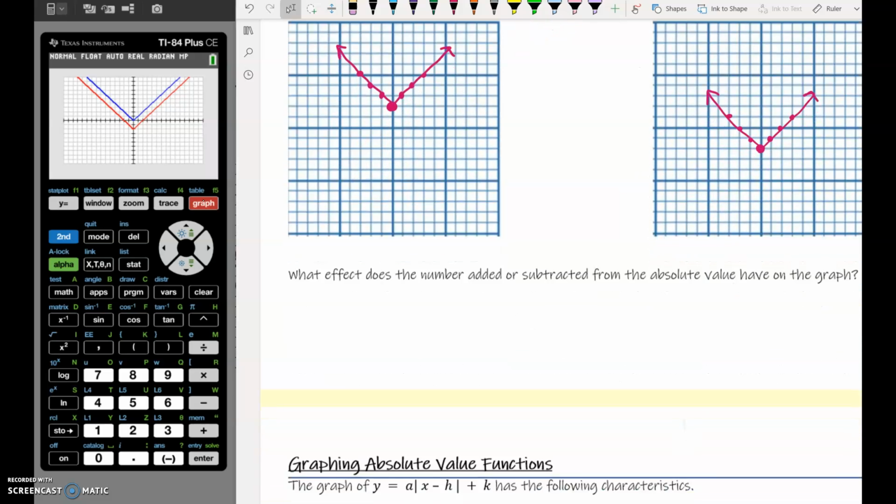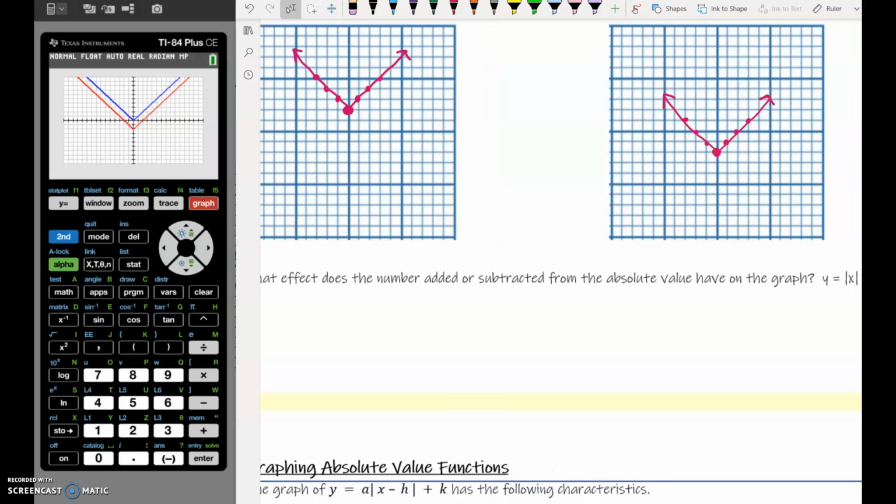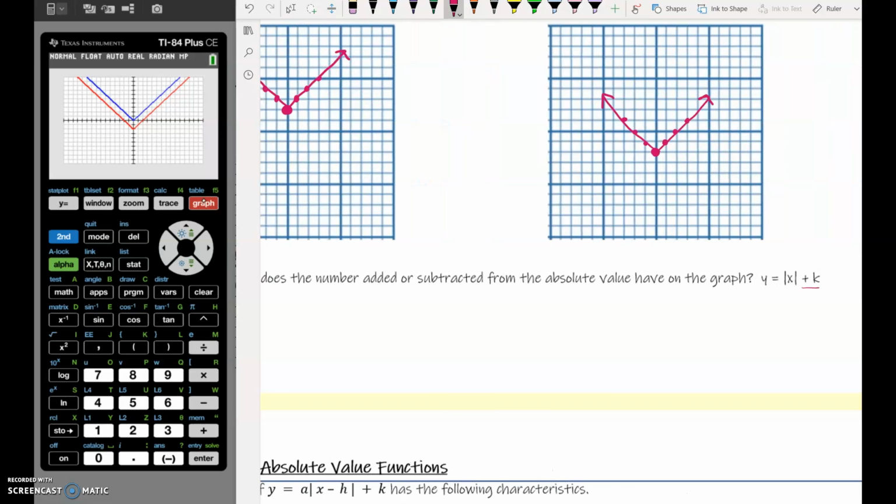So what effect does the number added or subtracted from the absolute value have on the graph? And if you see, that's this plus k, plus moves the graph up, minus moves the graph down. So basically all we're doing today is shifting left, right, up, down, and then stretching or shrinking.